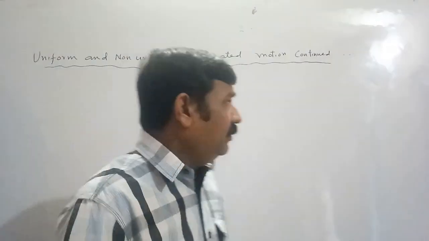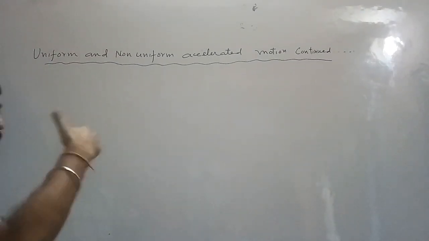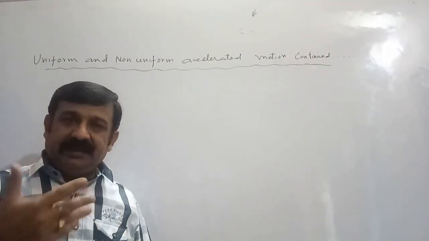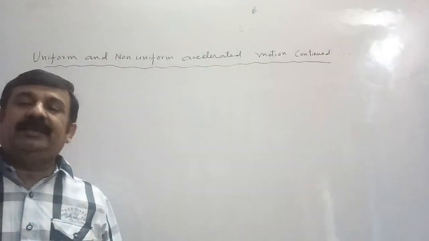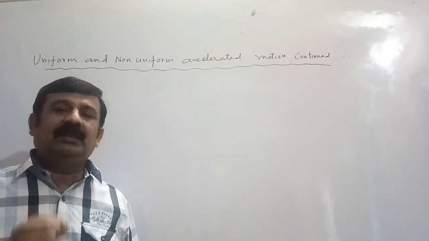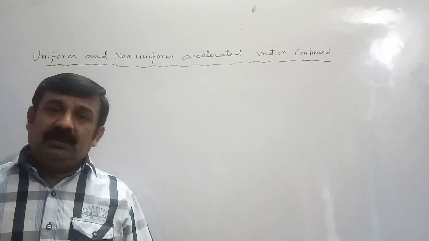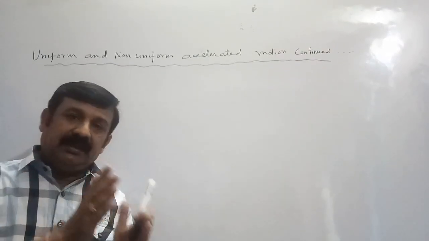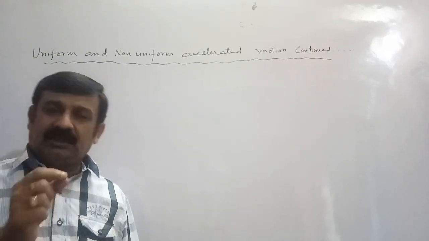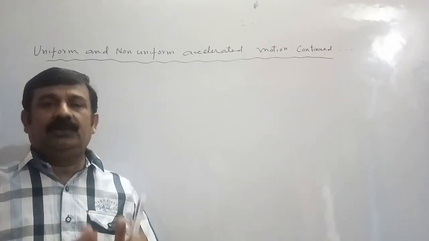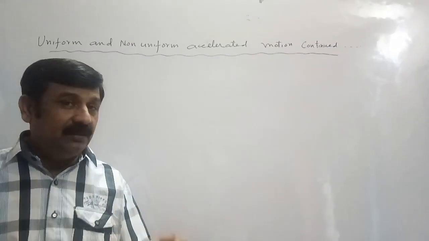You know, uniform accelerated motion is such type of motion in which the body's velocity increases or decreases in a uniform manner, means such type of motion in which the acceleration associated with the body is constant. And such type of motion in which the body's velocity decreases or increases in a non-uniform manner, means the acceleration of the body is not constant throughout the motion, is known as non-uniform accelerated motion.